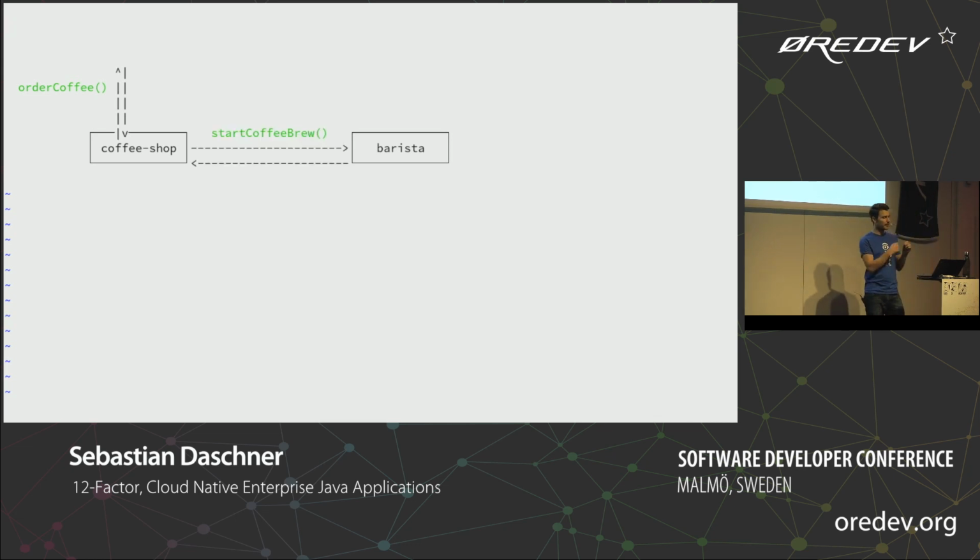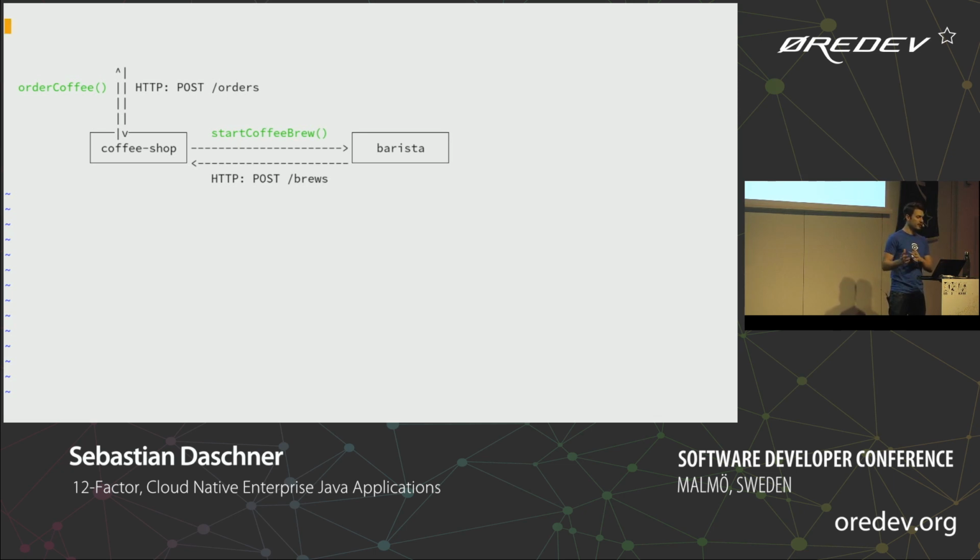So synchronously, we say, please start the coffee brewing process to the Barista system before we return to our client, just to be sure that the order will work later on, that there are enough coffee beans in stock, and so on and so forth. So for our example, that will be a synchronous communication.